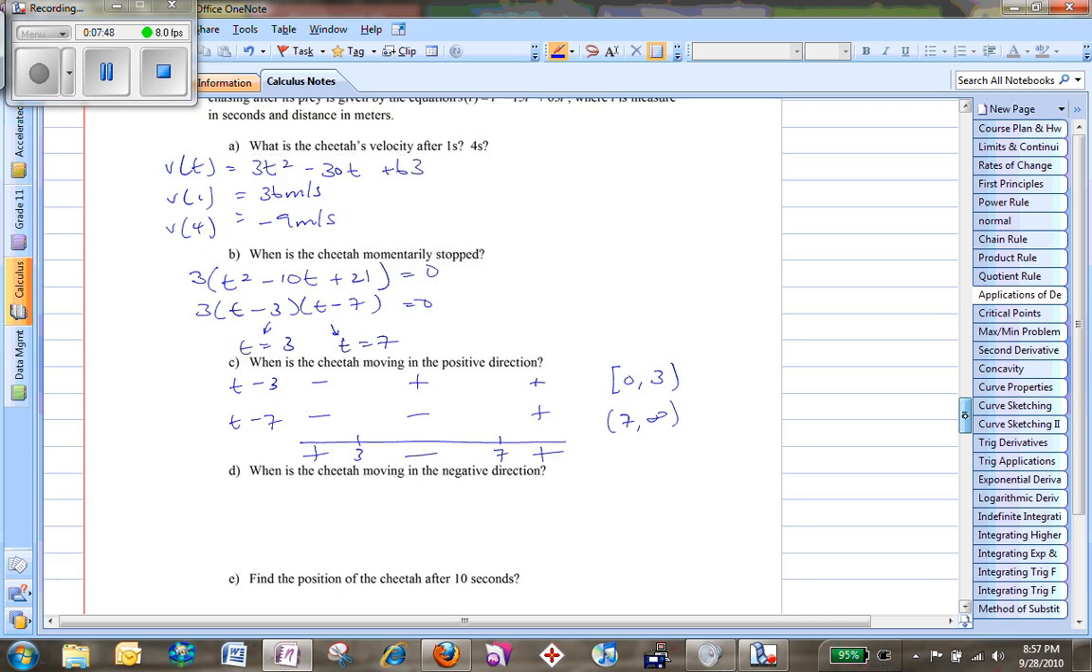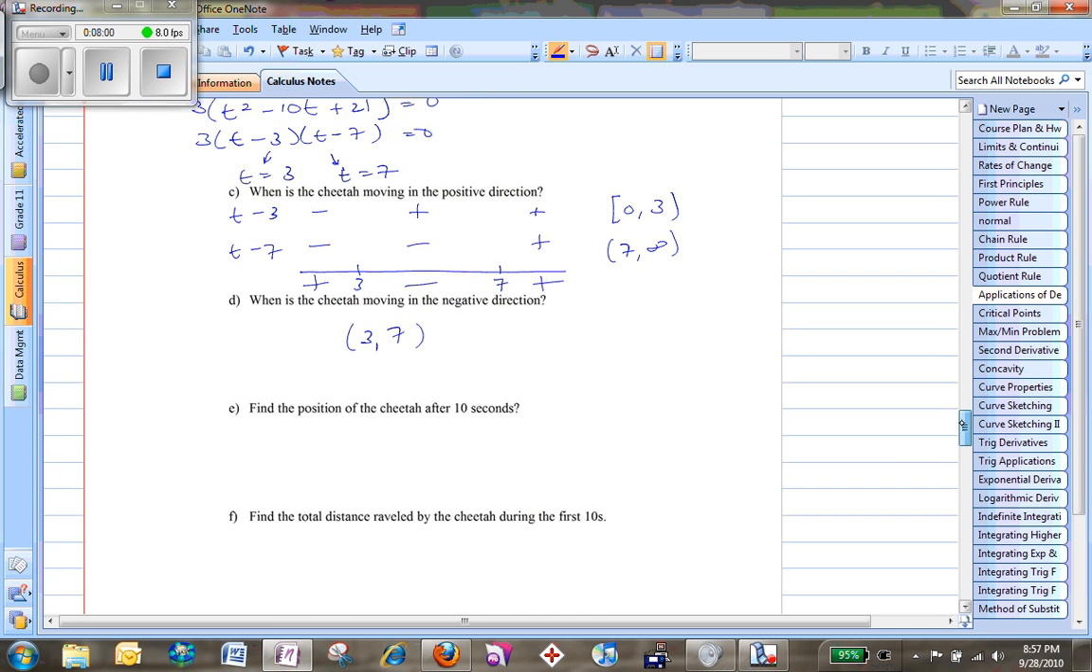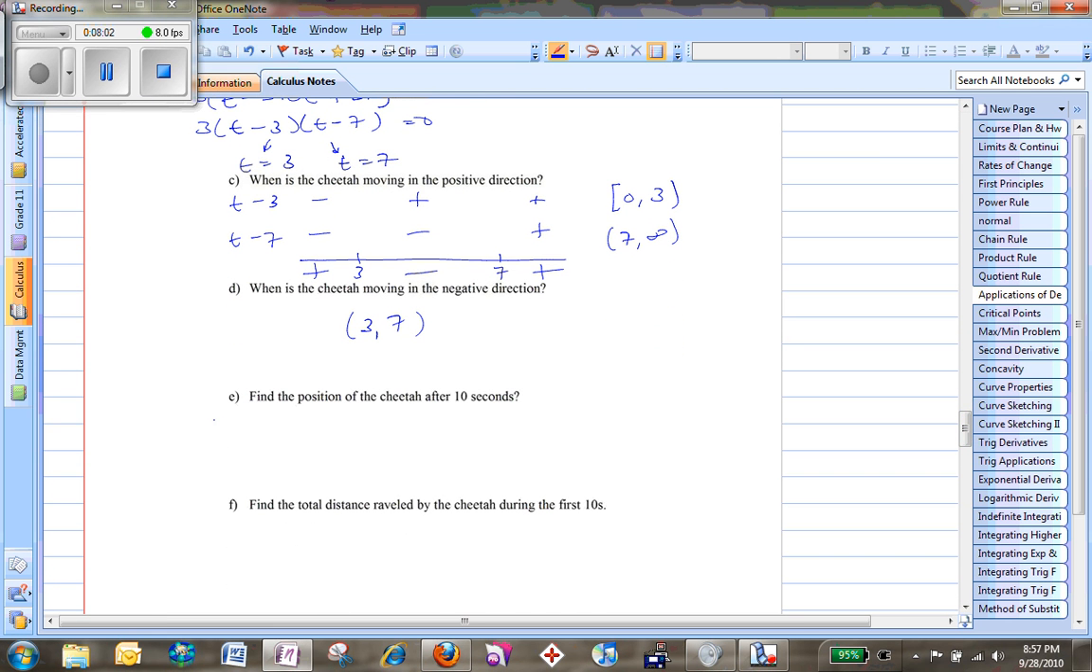When is the cheetah moving in a negative direction is the next question, and I don't need to make my sign table again. I can simply look at the one that I've just made, and I can say from 3 to 7. Find the position of the cheetah after 10 seconds, which means I want to know where it is after 10 seconds, so s at 10. That's 10 cubed minus 15 times 10 squared plus 63 times 10, which I believe is 130 meters.